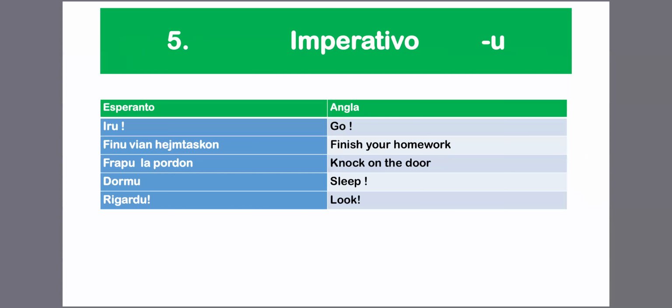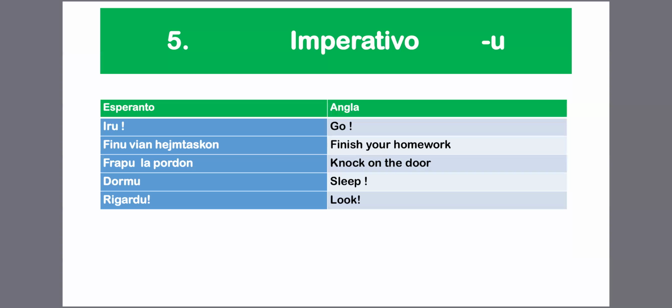So let's also see imperative. Imperative is also a way of commanding. It's a command. If we want to show that the phrase is imperative, you should put U at the end. For example, the verb is iri, it means to go. But if I say iru, I mean go. It's an obligation. It's a commandment. I say go.